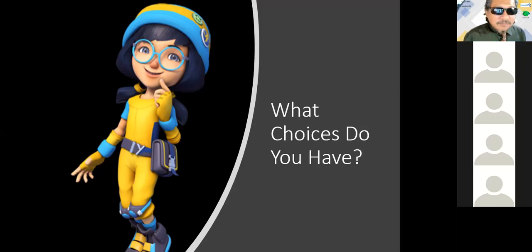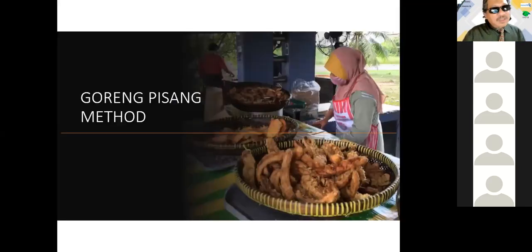But very often, if one person is nasty, your colleague is nasty and you're nice to them, over time, they will change and they will be more friendlier to you. Okay? So this is my advice to you. You can also use the Goring Pisang method. Do you know what the Goring Pisang method is?